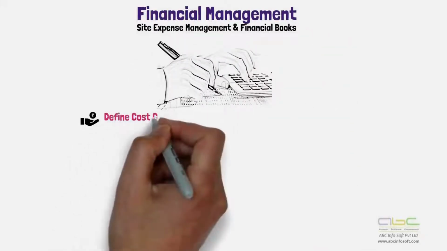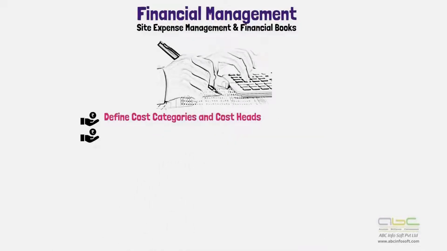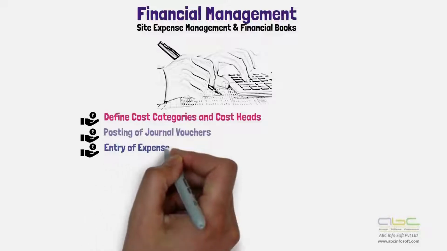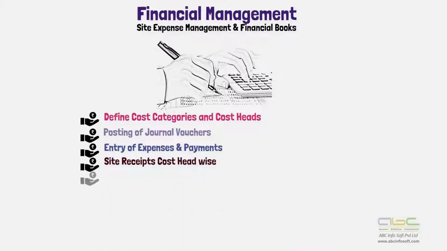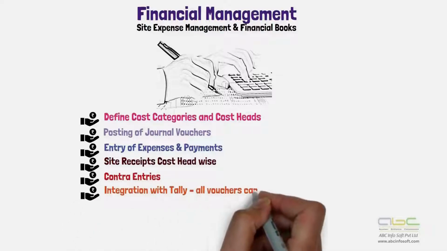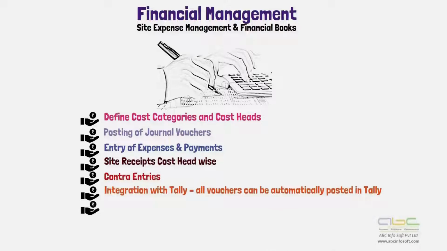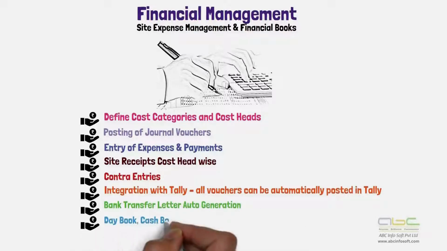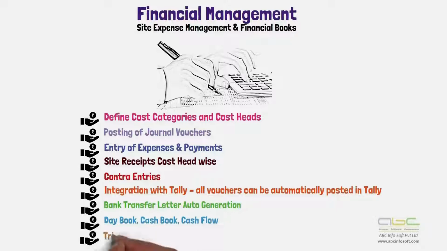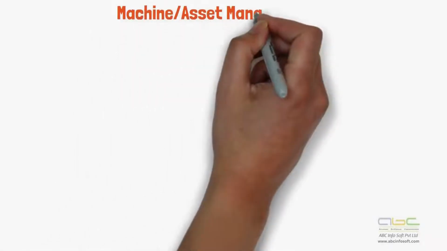Highlights, defined cost categories and cost heads. Posting of journal vouchers. Entry of expenses and payments. Site receipts cost head-wise. Contra entries. Integration with Tally, all vouchers can be automatically posted in Tally. Bank transfer letter auto generation. Day book, cash book, cash flow. Trial balance, check printing. Machine, asset management.